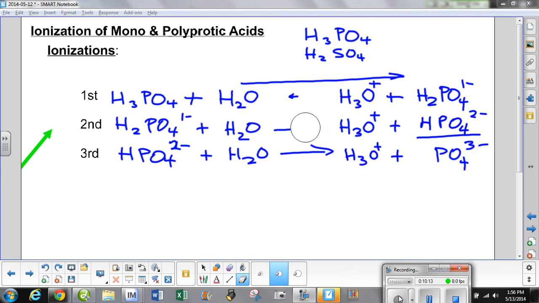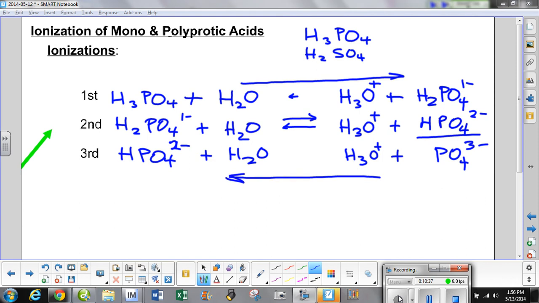Okay, and here it gets different. On this guy, it wants to go to the right that much, wants to go to the left that much. So it's going to be a little harder to remove that hydrogen. And here, now the arrow is long and points to the left. The forward reaction is a little teeny tiny. Okay, so on this last ionization, it's really hard to take that hydrogen away.